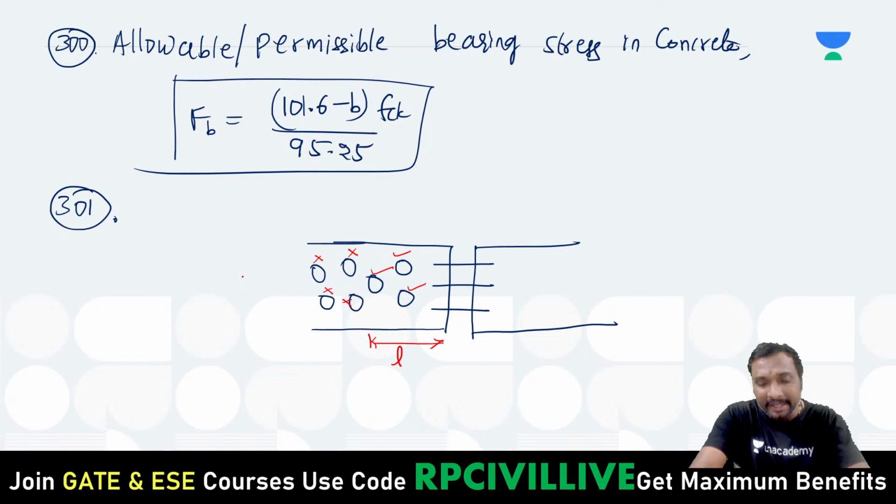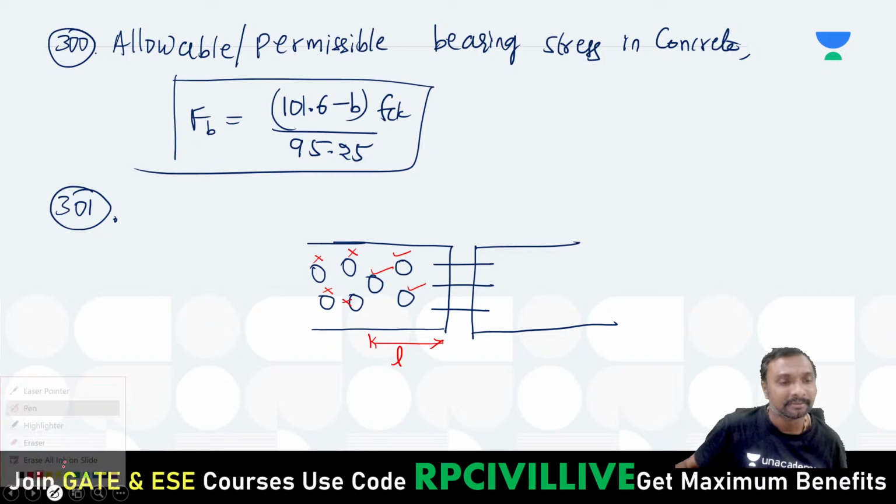What does it mean? It means that it will be transferring loads within a distance of this small l from the dowel bar. Whichever loads are present within a distance of this small l from the dowel bar, those loads only will be transferred. Other loads will not be transferred. So what is the point?